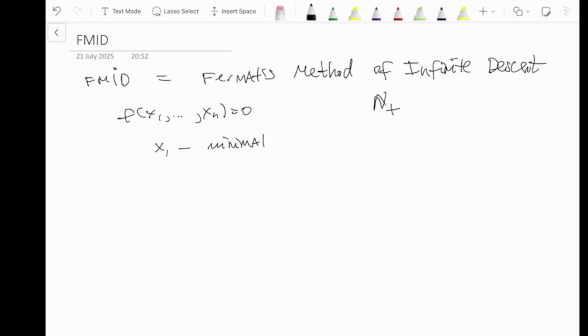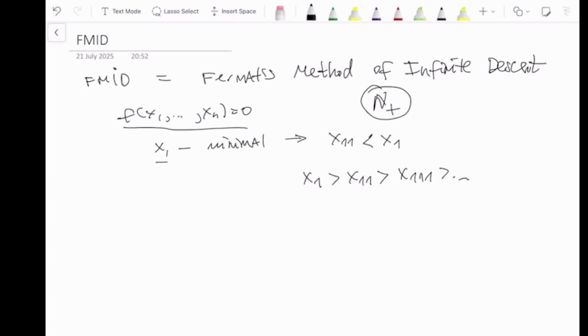Let's assume that you can prove that by having a solution to this Diophantine equation with x1 minimal, you can find some other solution x11 which would also be part of the solution but with x11 less than x1. In this case, you can build an infinitely descending sequence of integers, but naturally that cannot go forever because all of those are natural numbers, and by contradiction you will prove that the original Diophantine equation does not have solutions.